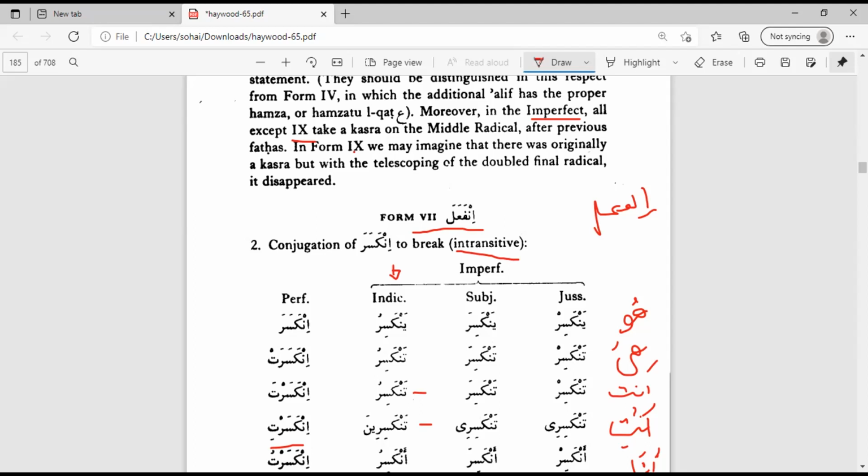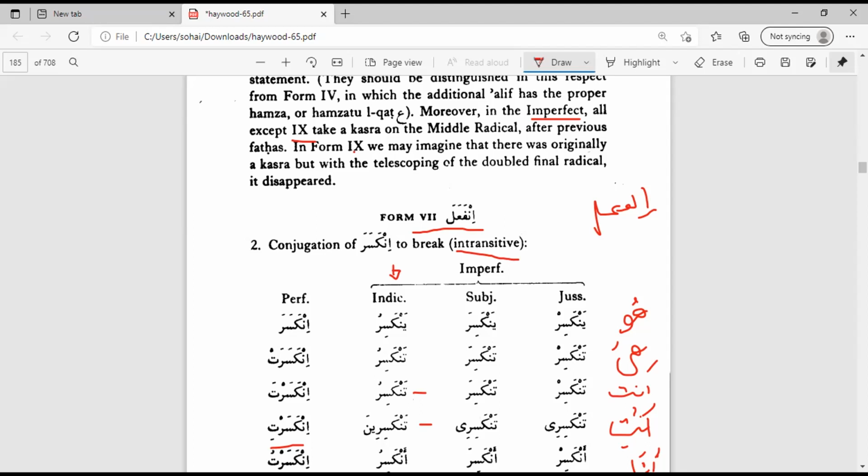So, okay, the meaning is the first one. He says that normally it's like a passive form of form 1. So form 1, kashafa means to uncover. Inkashafa means to be uncovered, right? Kasara means to break. Inkasara means to break, but the difference is this is intransitive.